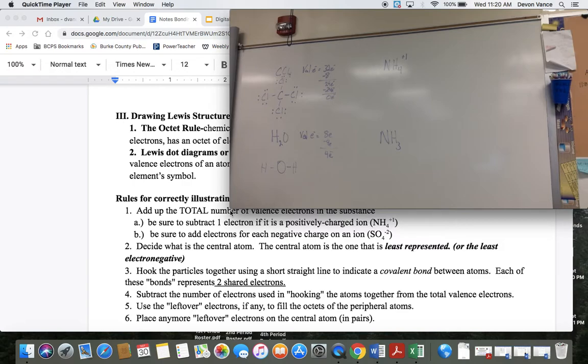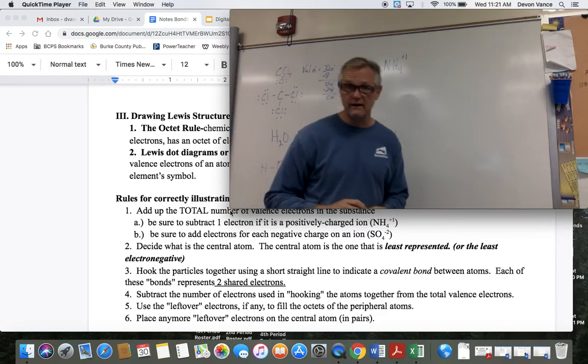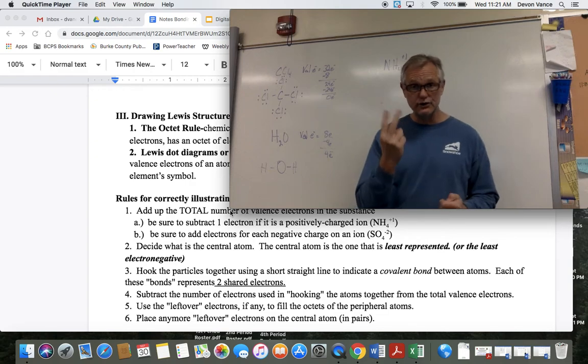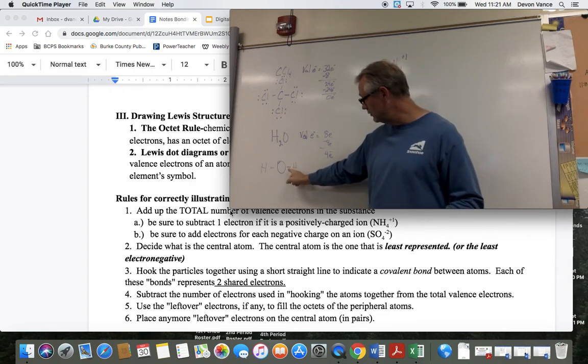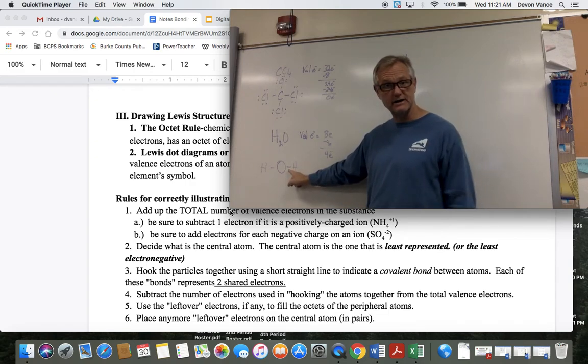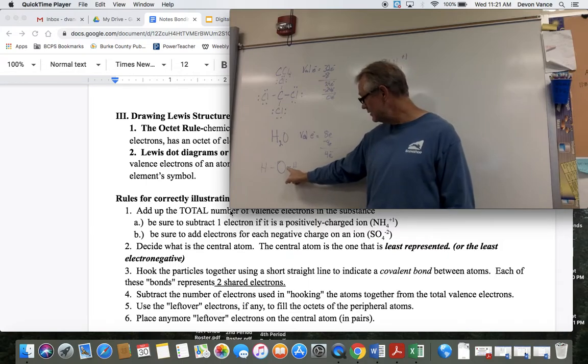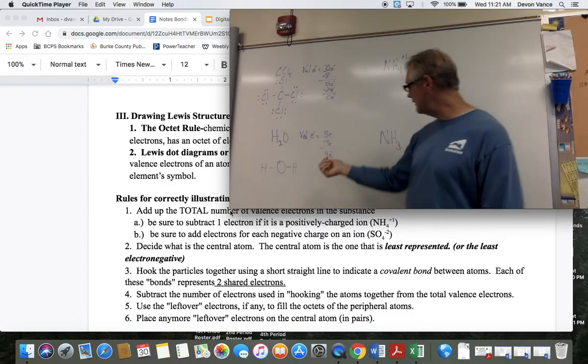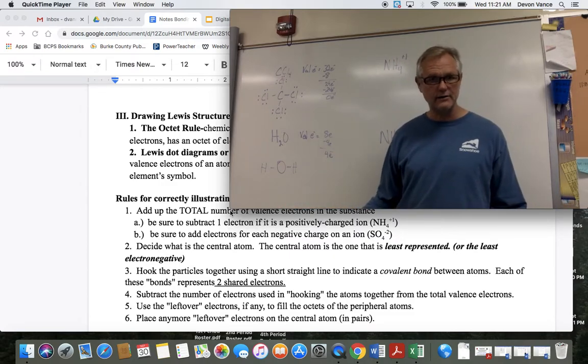So now, as I look at this, I say, do I put those 4 around the hydrogens? Do you remember a minute ago I told you that there was a duet rule? Hydrogen only needs those 2. So it's full with that one bond right there. It's sharing 2 electrons. So I have 2 electrons being shared, 2 electrons being shared. So what do I do with these other 4 electrons? I can't put them around hydrogen.